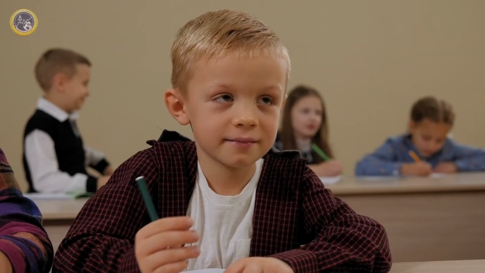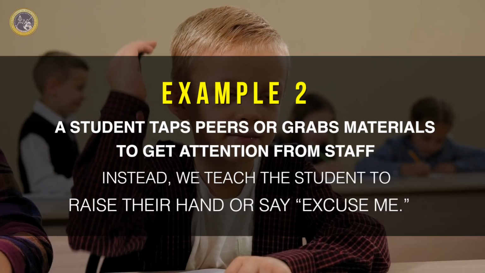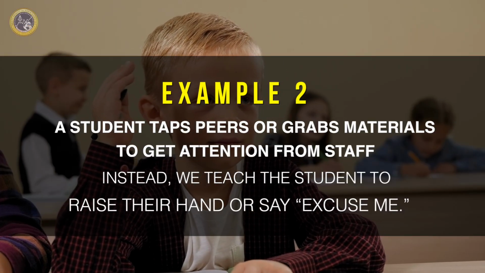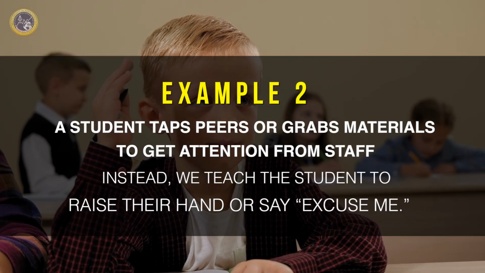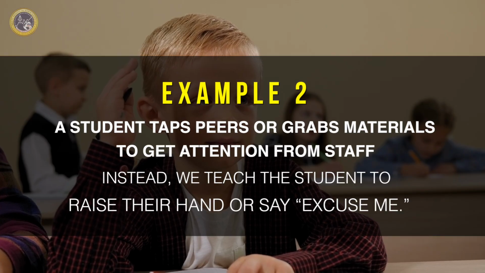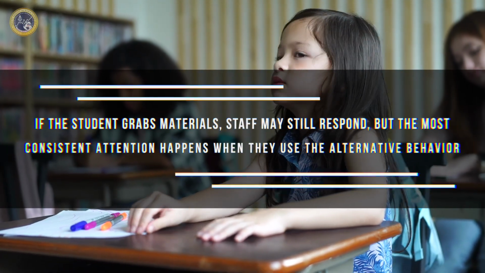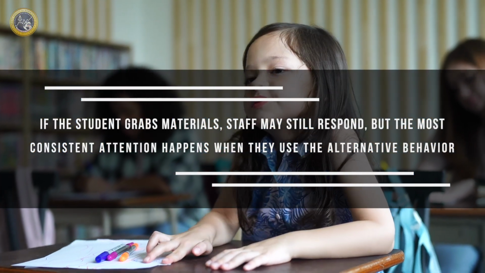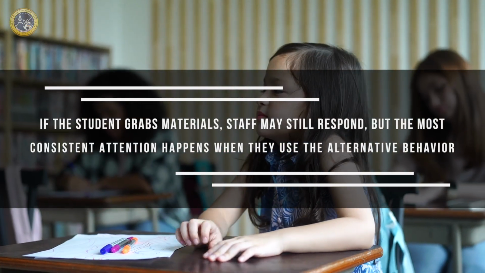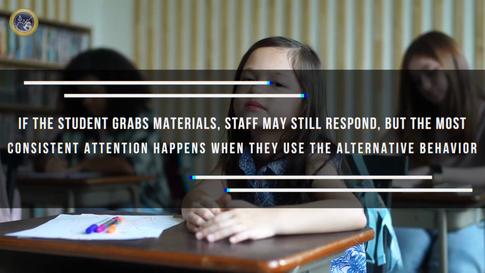Example 2, attention seeking. Let's say a student taps peers or grabs materials to get attention from staff. Instead, we teach the student to raise their hand or say "excuse me." When the student uses that appropriate communication response, the staff member gives immediate attention and praise, such as responding quickly, talking with the student, or helping them. If the student grabs materials, staff might still redirect them, but the most powerful and consistent attention happens when they use the alternative behavior. This increases the appropriate communication while decreasing the disruptive behavior.